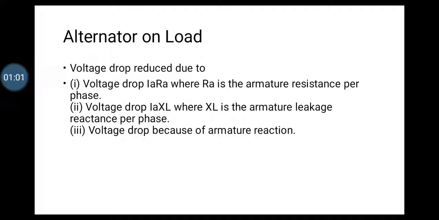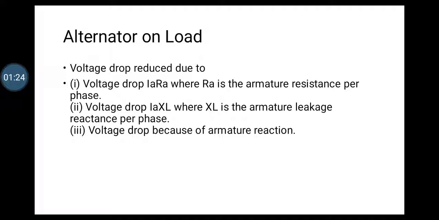The armature resistance is nothing but the resistance of an armature conductor. When the armature current Ia flows through the armature, then Ia into Ra will be the voltage. That means the Ia Ra voltage drop will occur in the armature.